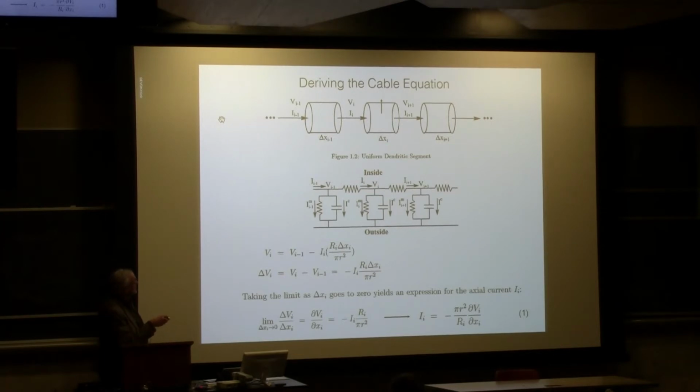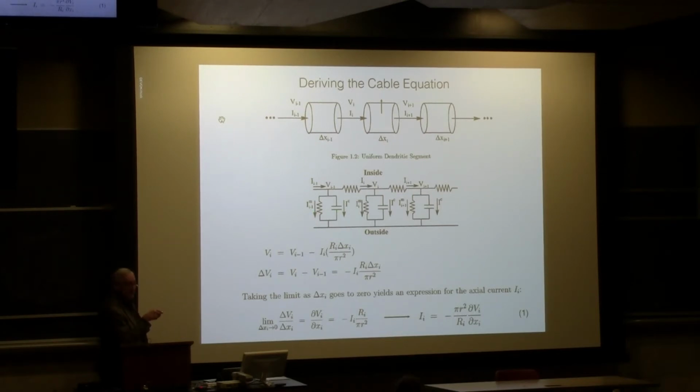Let's assume that all of these delta x's are the same, and so we've got the following electrical circuit representation of this structure. Are we good with that? That's pretty clear, I think. Yeah. So the places where the current's going from inside to outside is in between the cable compartments?